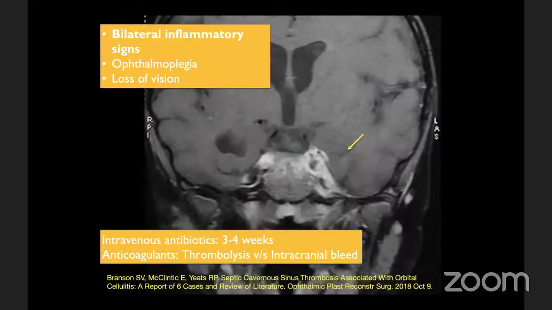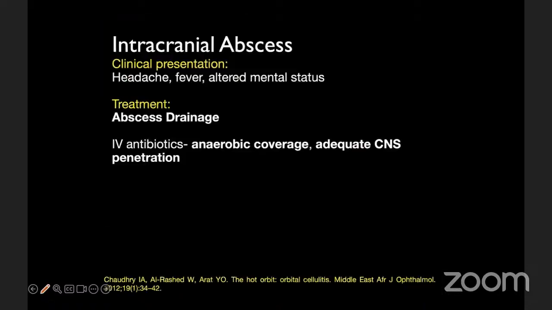So these are the same, MRI of a case of cavernous sinus thrombosis. It is important to initiate intravenous antibiotics for a longer duration of time, and anticoagulants for thrombolytic therapy. So the bilateral inflammatory signs and ophthalmoplegia should hint to the cavernous sinus involvement.